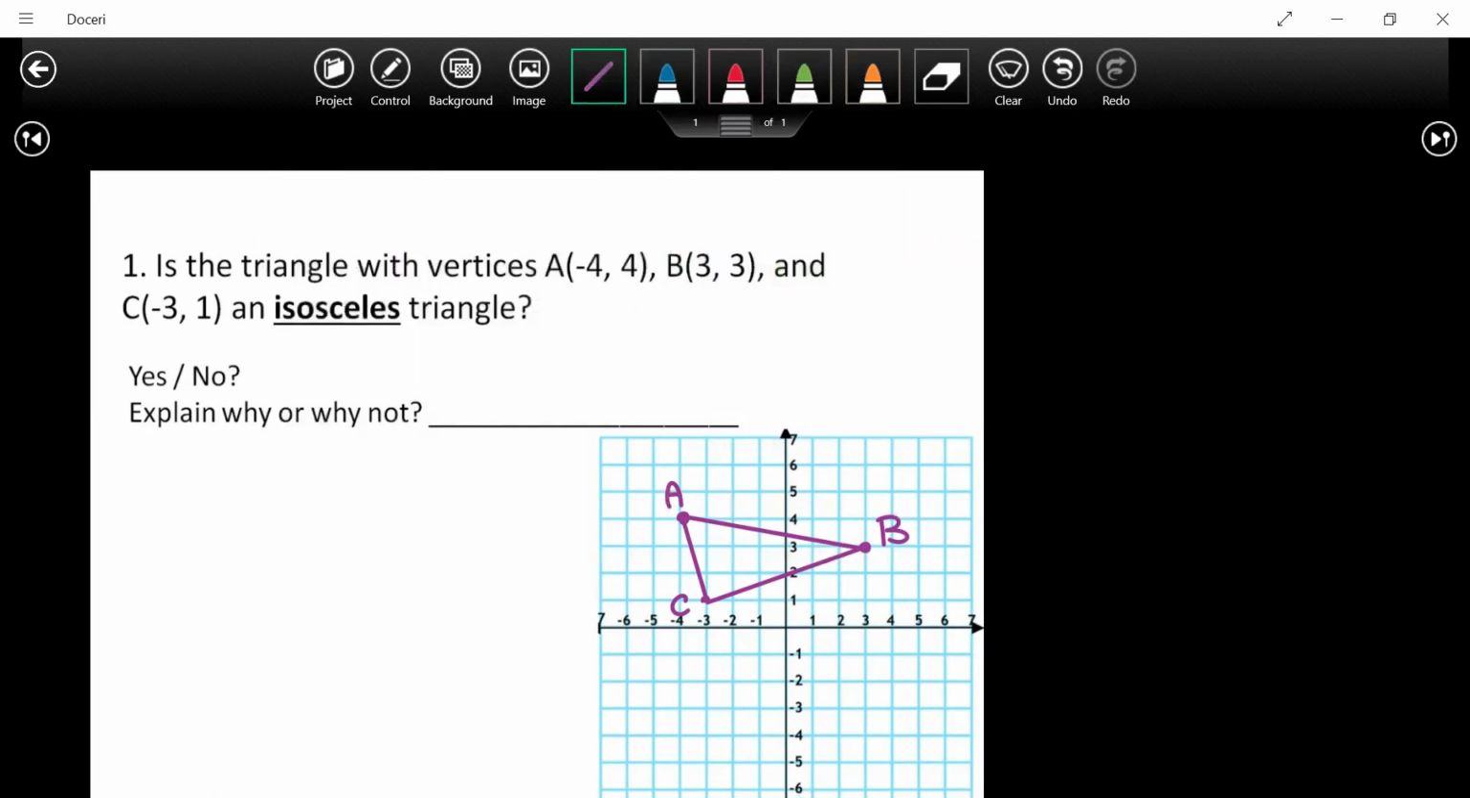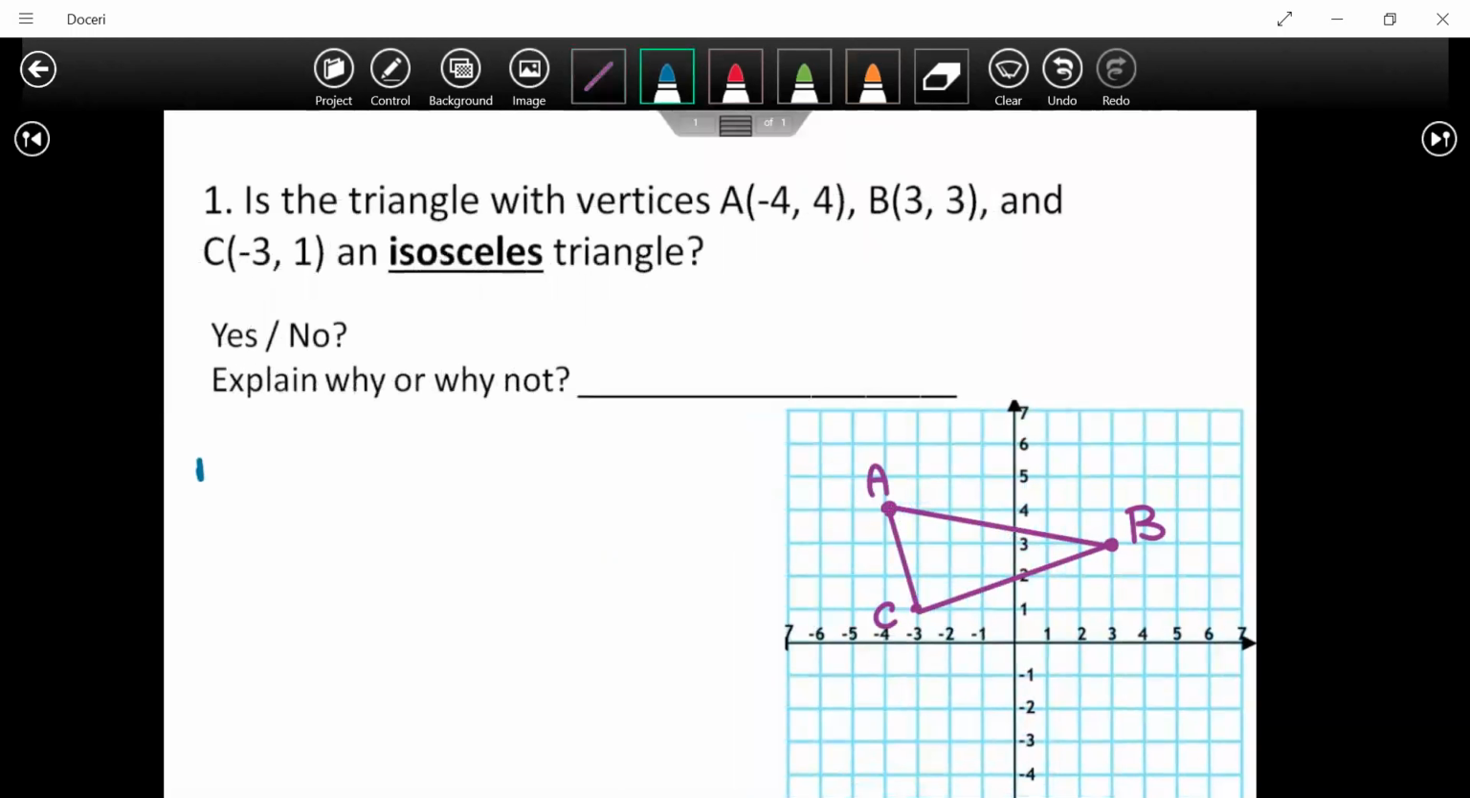Okay. Let's check if it's an isosceles. The way we want to be able to do it is find the lengths of the sides. So I'm going to look at the length of AB. Using my triangle method or Pythagorean theorem method, this is going over 7 down 1. So 7 squared plus 1 squared. My answer is going to be the square root of 49 and 1, which is 50.